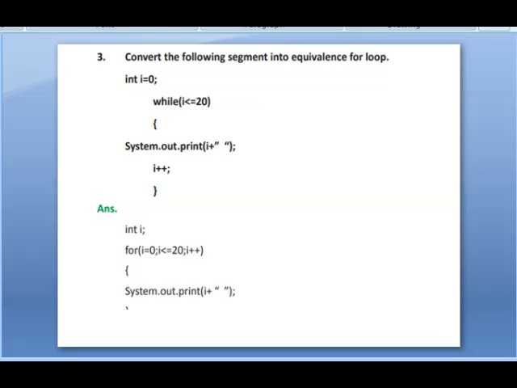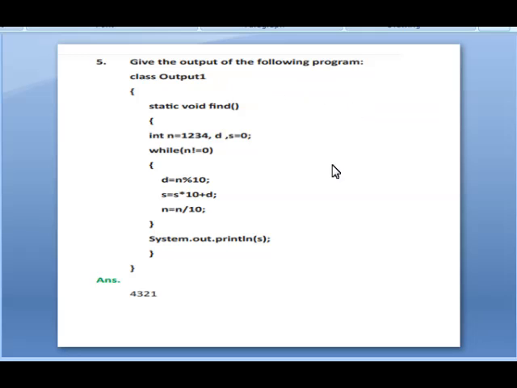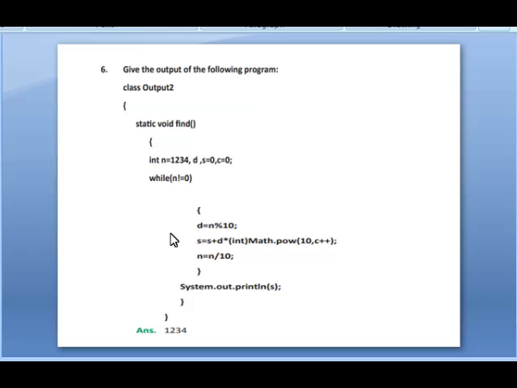Okay. Next, what will be the output of the following code? Here the initial value of m is 2 and n is 15, and we have to repeat the loops. So at last we will get the value of m as 3 and n as 15. Next, give the output of the following segment. So every value is there. You have to put the values in the proper place and get the answer. Okay. Next question, give the output of the following program. This is the same question, I think.